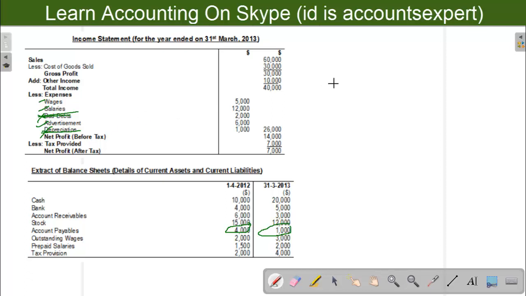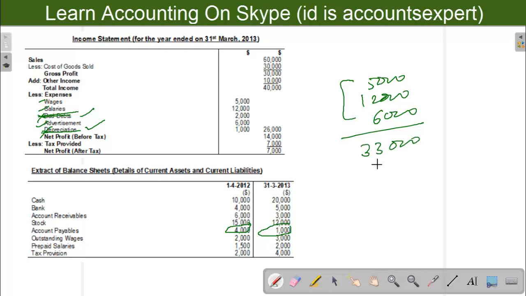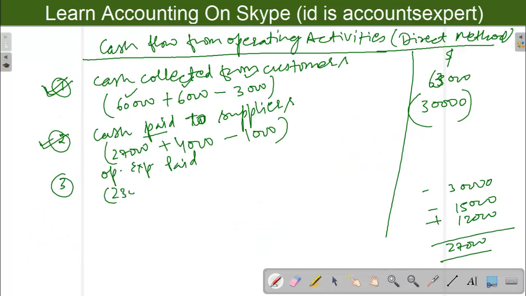So I will take only wages 5,000, then salary 12,000, and one more item, advertisement, that is 6,000. We won't take bad debts and depreciation because they are non-cash items, and in the cash flow statement we never consider non-cash items. So these are the operating expenses as per the income statement. So total is how much? Total operating expenses is 23,000. So I will take 23,000.